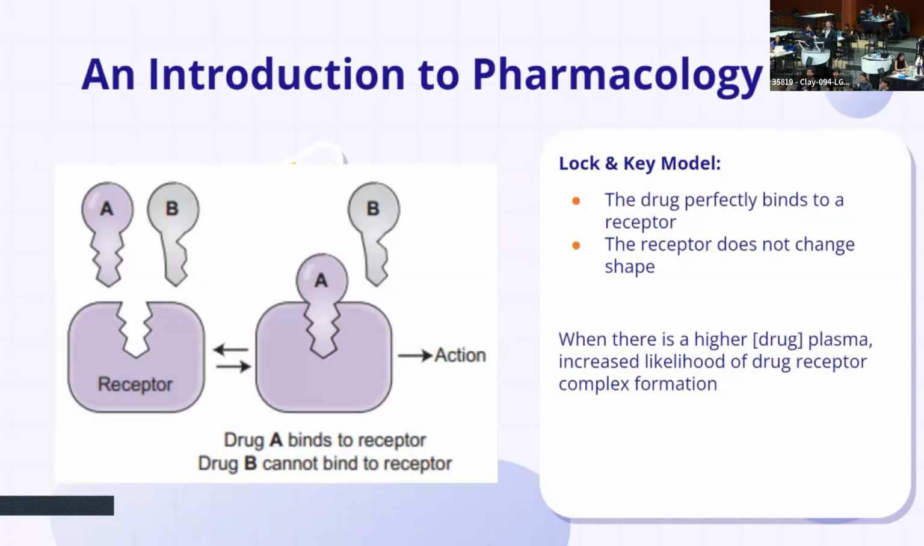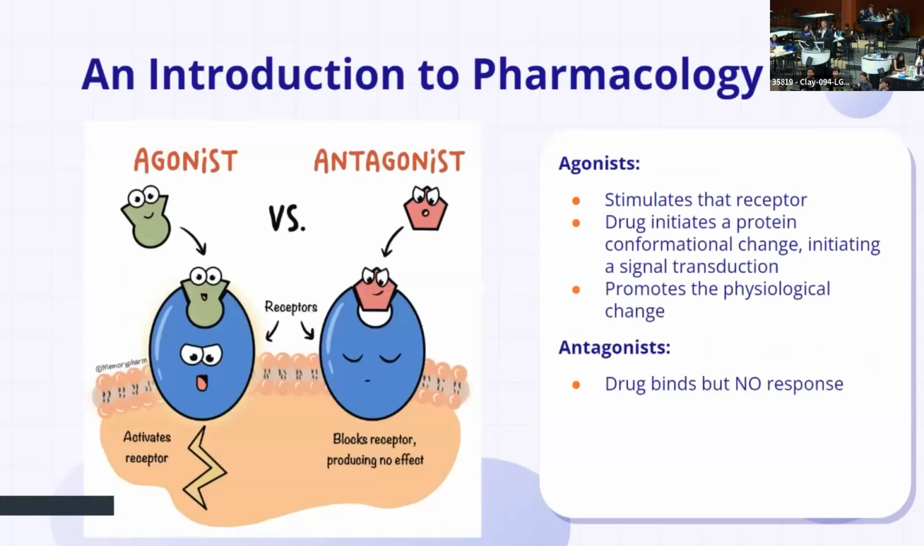Okay, so in year 12 bio and chem, you would have learned about the lock and key model and the induced fit model. The only one they want you to know about is the lock and key model, and that's specific for pharmacology. It's just that the drug binds perfectly to the receptor. And when you increase the concentration of a drug, there's going to be an increased likelihood of drug receptor complex formation. And that means that you're going to have a higher response, which kind of makes sense.